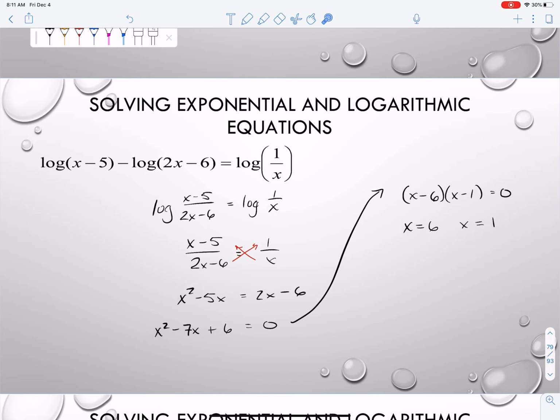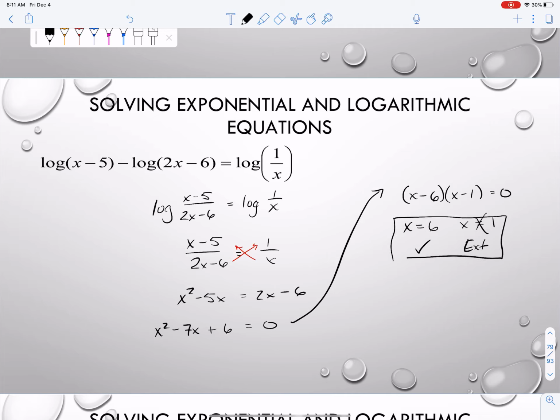When I plug the 1 into either the log of x minus 5 or the log of 2x minus 6, I'm going to get a negative quantity, right? I'm going to get the log of negative 4 or the log of negative, actually, 4. Pardon me. I am not allowed to take the log of a negative number. This is extraneous. I want you to put an x through the equal sign, write ext underneath. The 6 is going to check out.